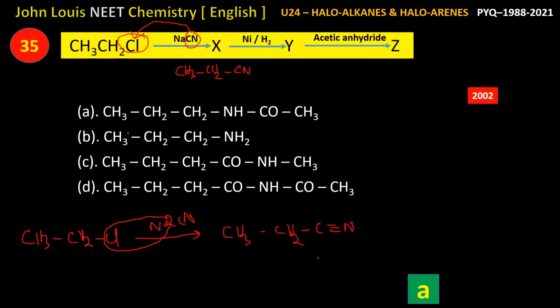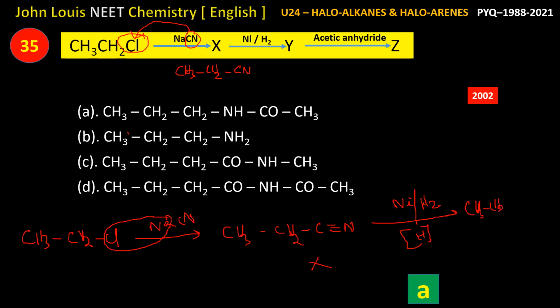The purpose I am writing this is because when it is treated with nickel and hydrogen, this is a reducing agent. So this supplies nascent hydrogen to this one. Wherever there is a multiple bond, there it will go. So if there is a triple bond here, two hydrogens will go to carbon and two hydrogens will go to nitrogen, and thereby the triple bond becomes a single bond. Therefore what will you get?